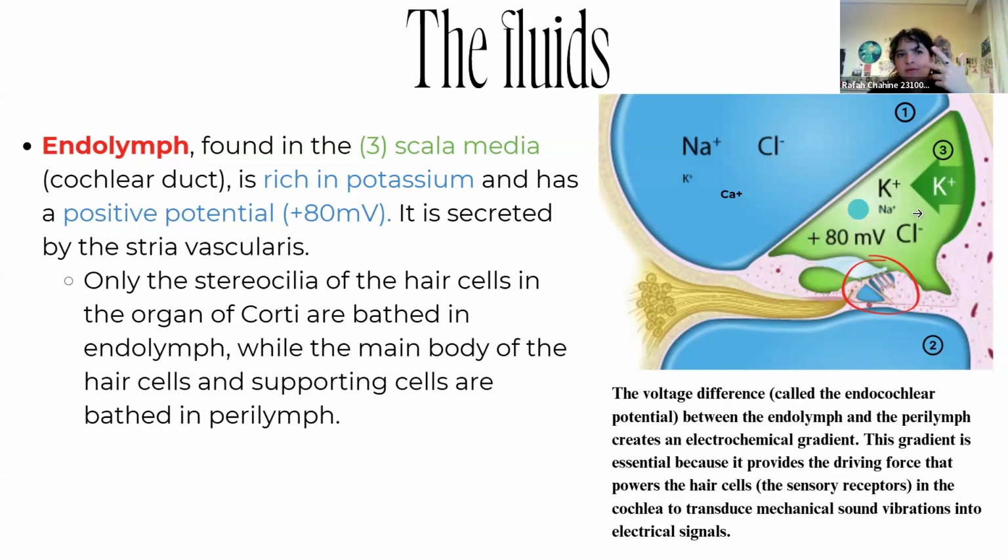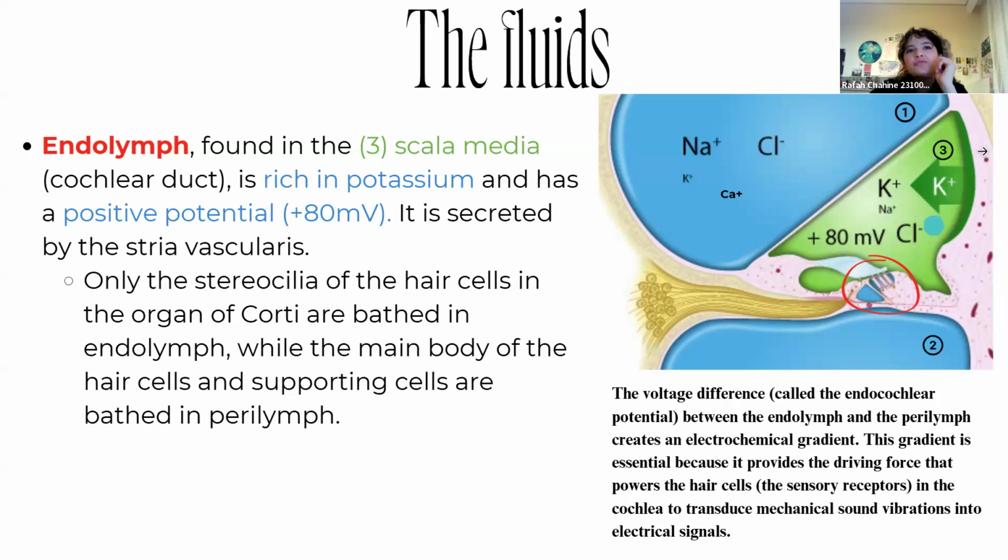It's the opposite. It's going to be very rich in potassium and chloride, okay? But very poor in sodium. But since potassium is higher in concentration than chloride in the endolymph of the scala media, it will have a net positive charge, okay?